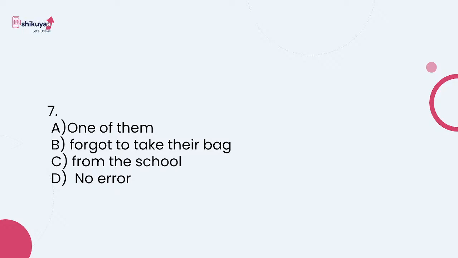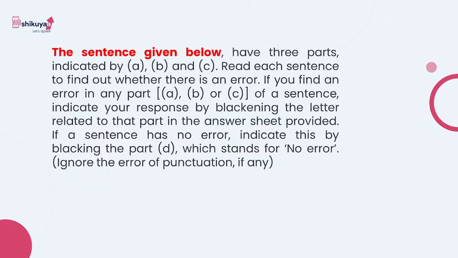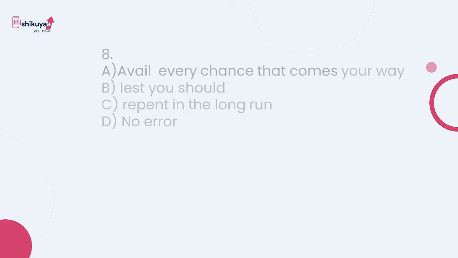Okay, from the school. Here there is an error in part B, because our sentence starts with one of them, and we are using a plural, forgot to take their bag. It indicates many students. So we don't need the word their here. Instead of that, we can use either his or her. So one of them forgot to take his or her bag from the school would be the right sentence. There is an error in part B. So now let's go for the next sentence, students. That will also be of the same type.